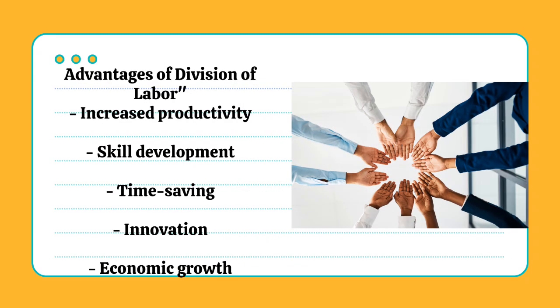Let us quickly talk about the advantages and disadvantages of division of labor. Let us start with the advantages. Number one, increased productivity. What is that? Specialization leads to higher efficiency. Number two, skill development. What does that mean? Workers become experts in their specific tasks. Number three, time savings. Yes, it reduces time in switching between different types of work. Number four, innovation. Focused work can lead to process improvement. Number five, economic growth. Overall increase in production capacity.